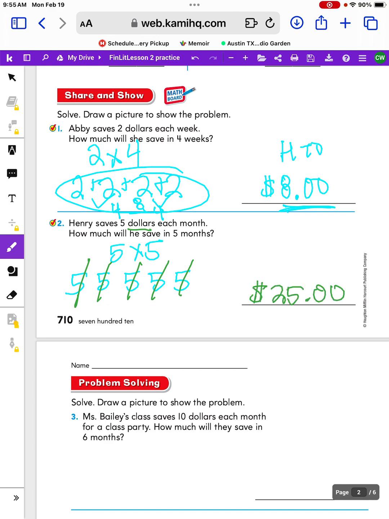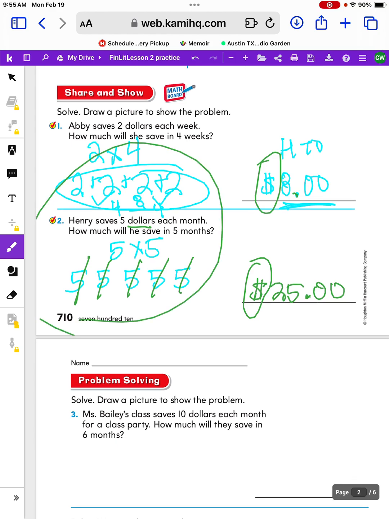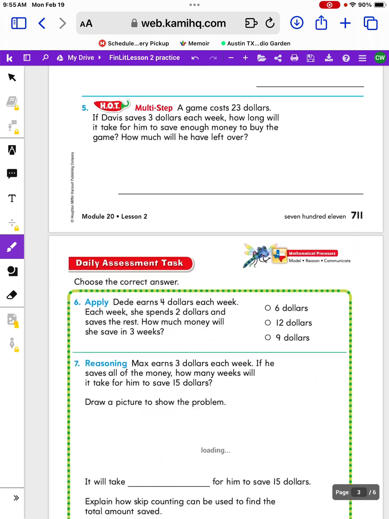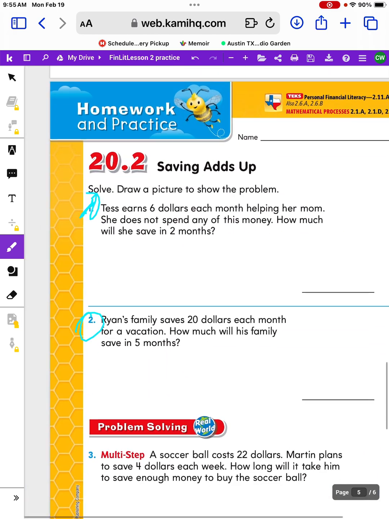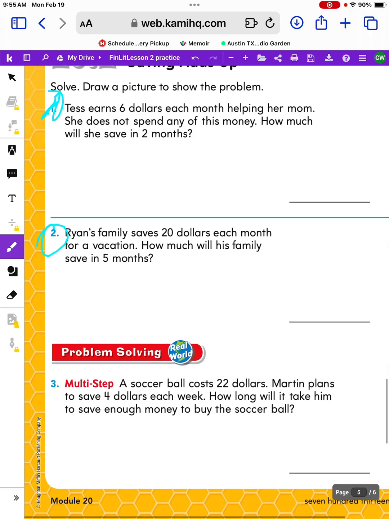Make sure when you're doing 3 and 4 that you are using your symbol for the amount of money, that you are using the decimal appropriately, and that you're showing your work. That's going to be true for 3 and 4, and also true for your mastery check. That is number 1 and 2.